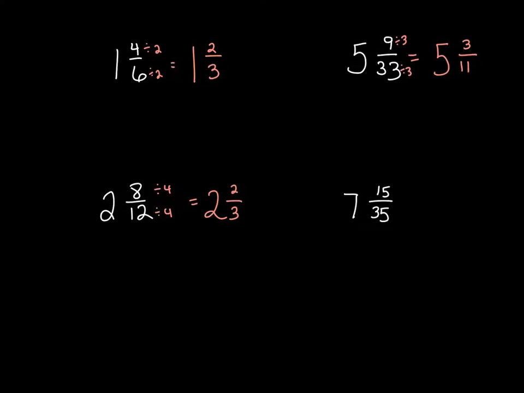Now for the next fraction, 15 and 35 can both be divided by 5. We'll leave the 7 alone. 15 divided by 5 is 3. 35 divided by 5 is 7. So you have 7 and 3 over 7.